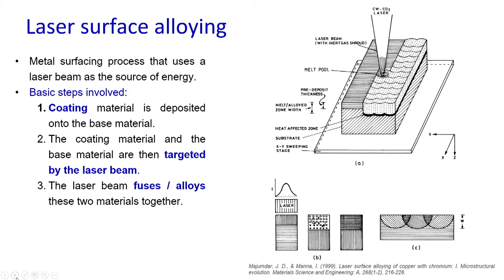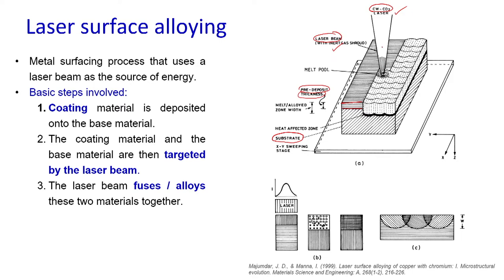So on your screen you can see the second arrangement. In this arrangement, you notice here we have got a substrate, and then there is the pre-deposit, and it has certain thickness. So this is the pre-deposited foreign material of certain thickness, and then we are applying the laser beam. Of course, the laser beam has the inert gas. So in this case, you can see a CO2 continuous wave laser is applied.